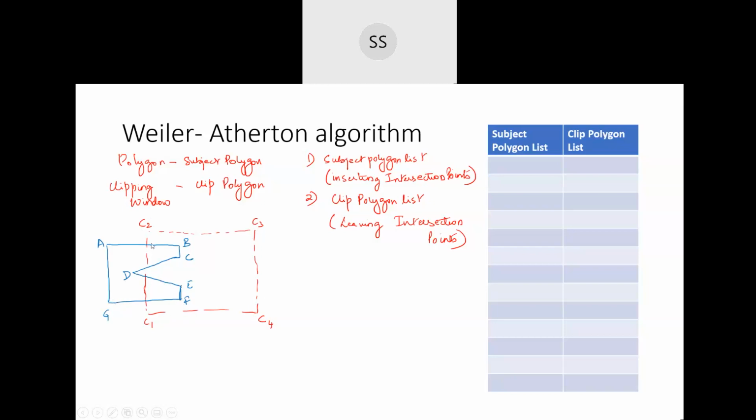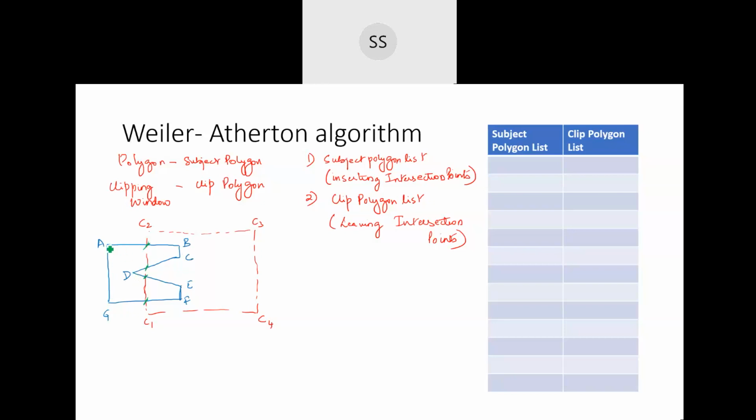So you can see which are the points you can have. This is an intersection point, this is an intersection point, this is an intersection point, and this is an intersection point. Okay, and in the Weiler-Atherton algorithm, we always consider our edges in a clockwise sequence.